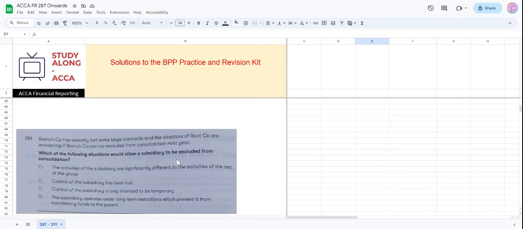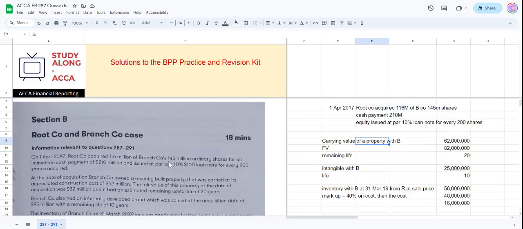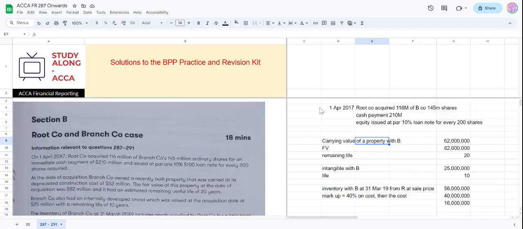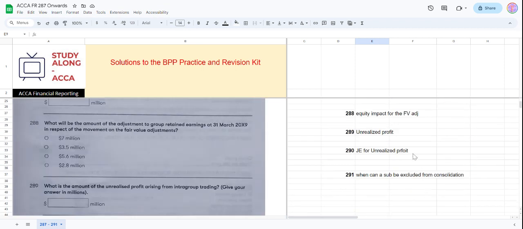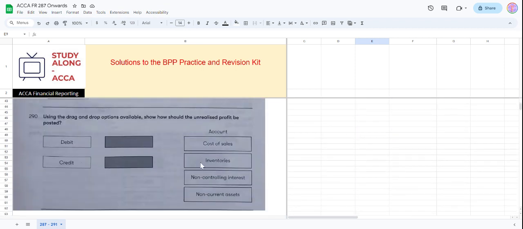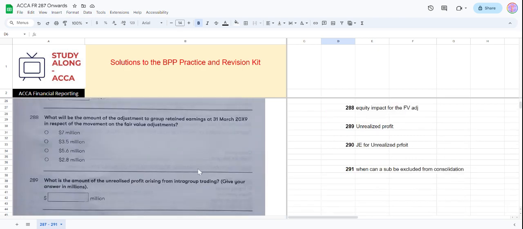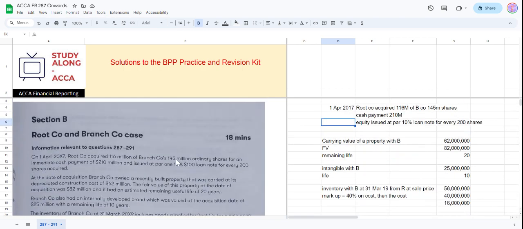Questions 287 to 291 here, and here are some facts given that are relevant to all of this. The time we have is 18 minutes. I have already written down the facts from this question and the different asks. Gathering this information and understanding the ask is a 5 to 6 minute thing, and it is important that we spend enough time understanding all of this. And then the questions are really simple here.